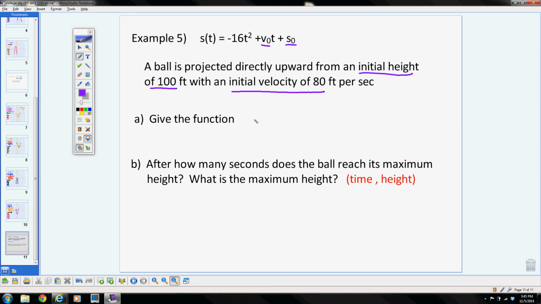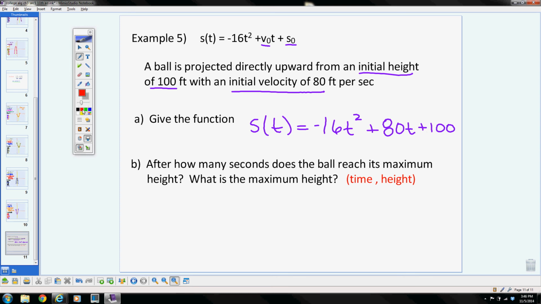So the function would be s of t equals negative 16 t squared plus 80t and then plus 100. We just got those numbers from the word problem. Now it says, after how many seconds does a ball reach its maximum height? And what is the maximum height?